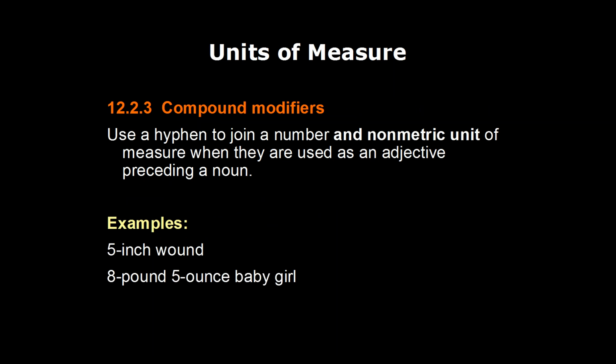So you'll see here, 5-inch wound, 8-pound, 5-ounce baby girl. But you'll note, there's still no comma in between 8-pound or 5-ounce, but we do use the hyphen to join the non-metric unit of measure with the numeral to form that compound modifier.